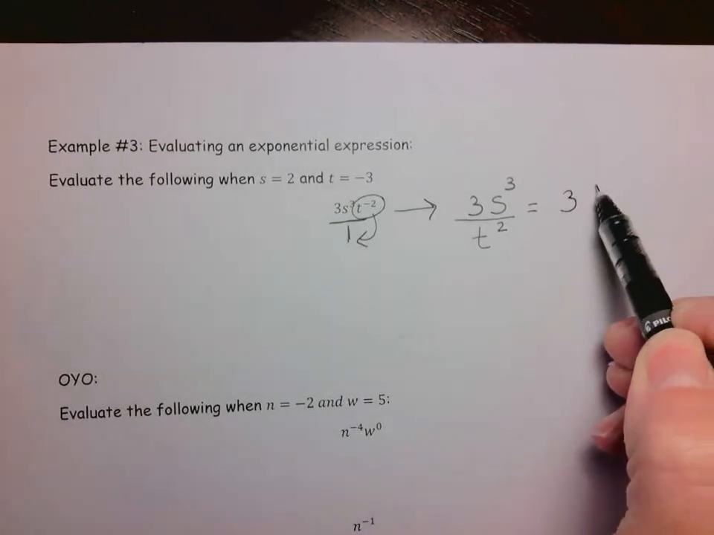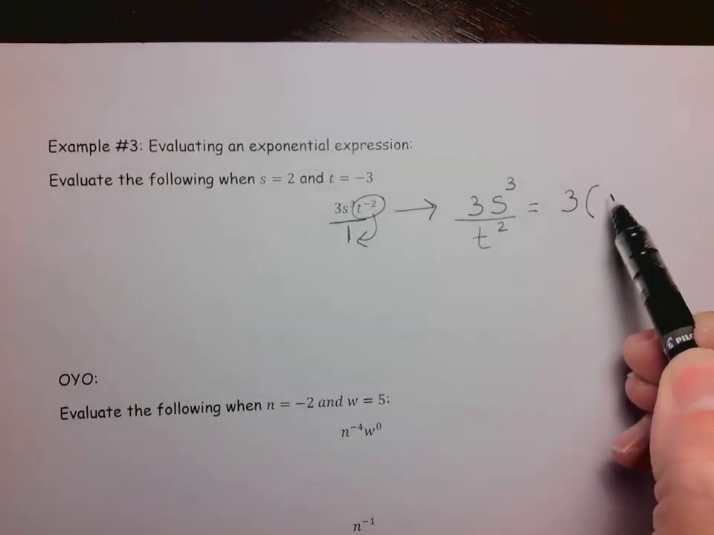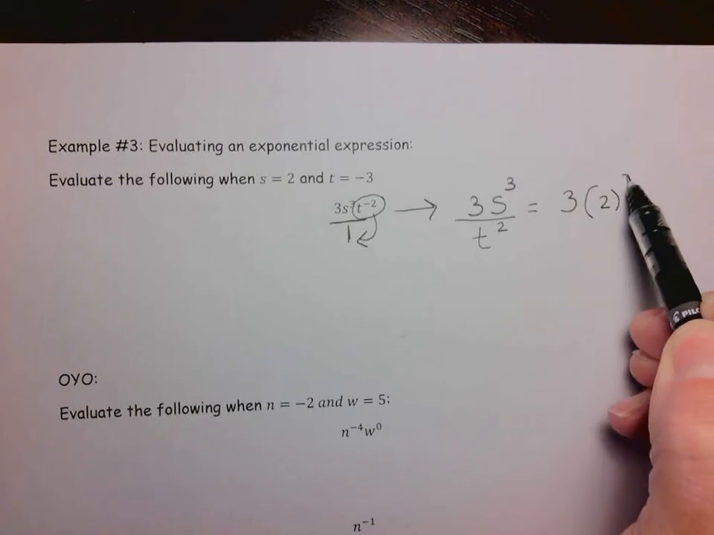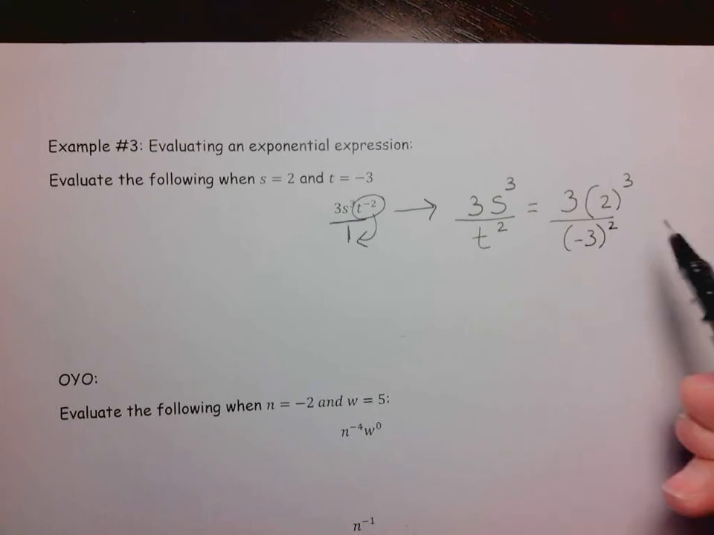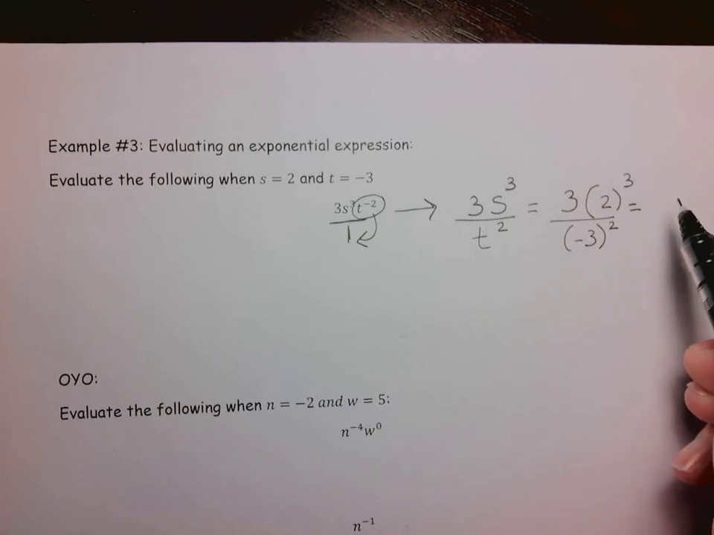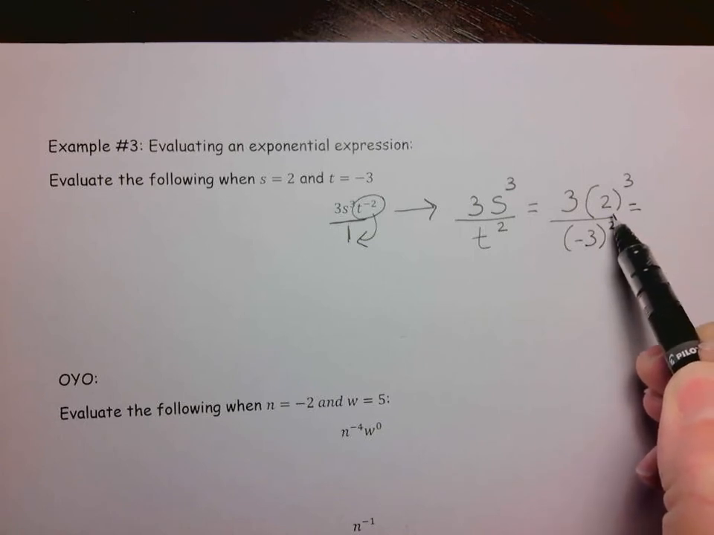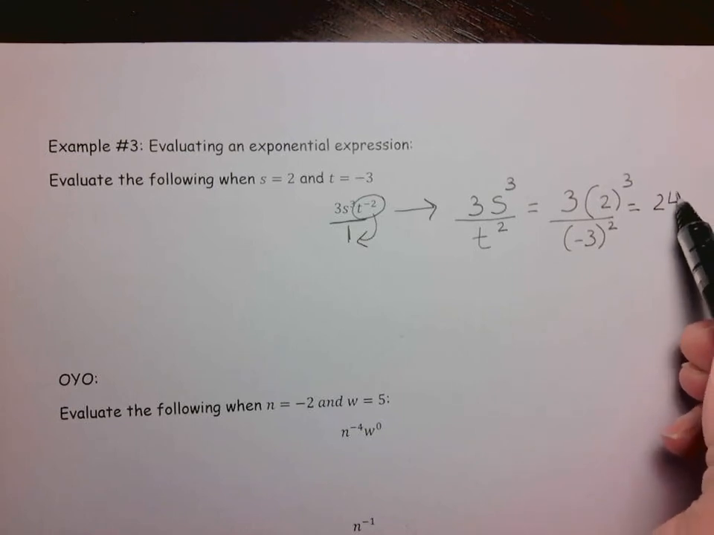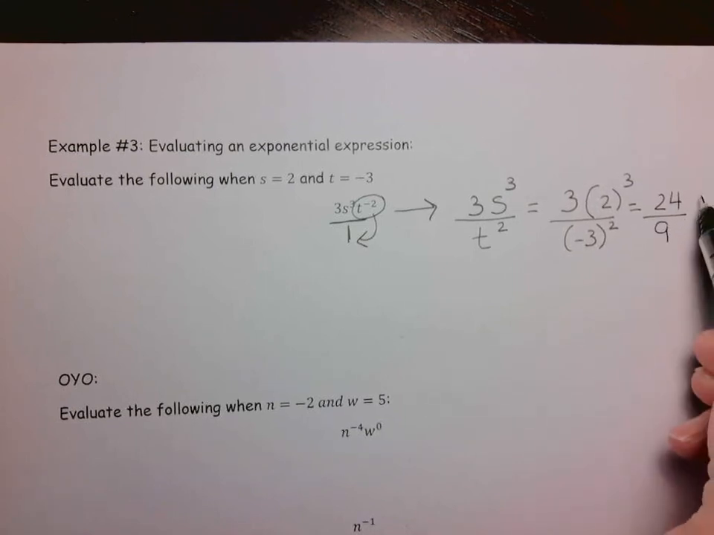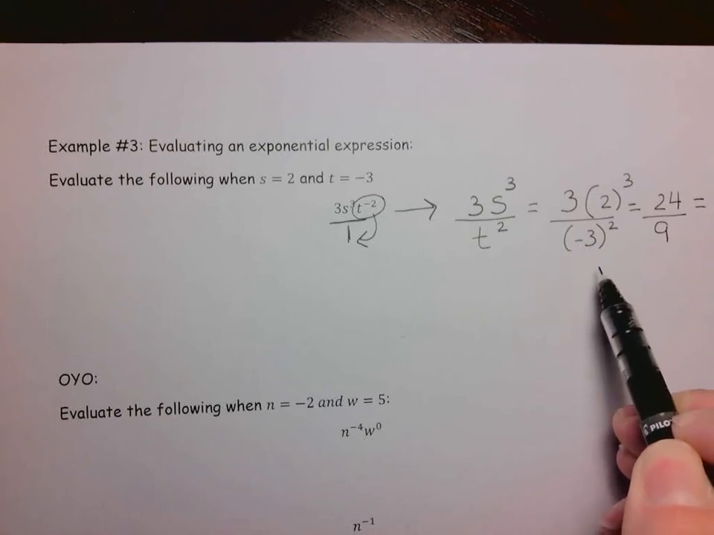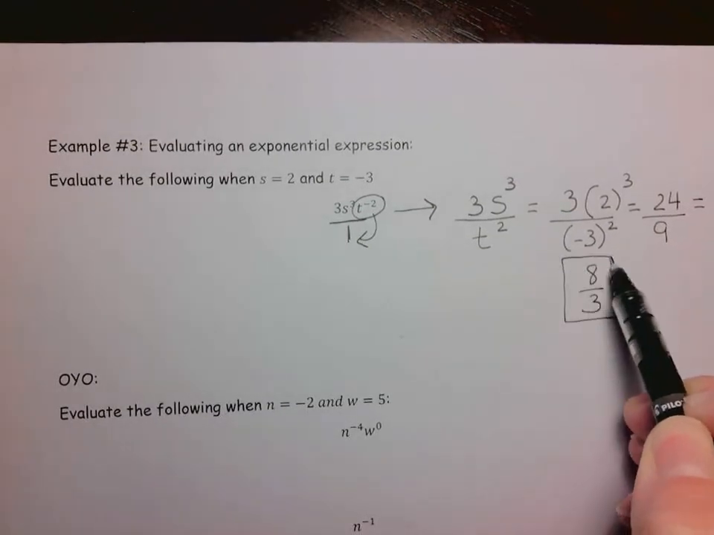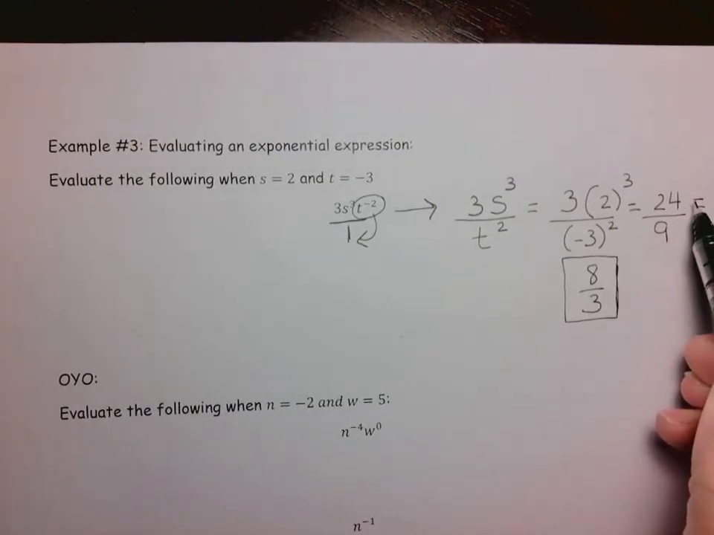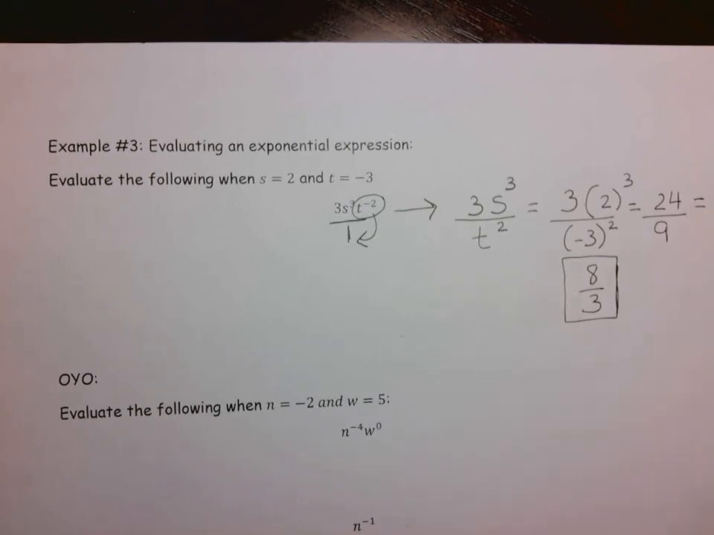And so now I'm just going to plug in the values for my variables. It says s is 2, and then t is negative 3. And use parentheses so you don't get yourself confused. So the top is going to be 2 to the 3rd power is 8 times 3 is 24, and the bottom is going to be a positive 9, but I can reduce that, and that's going to be 8 over 3. Because 3 goes into 24 8 times and 3 goes into 9 3 times.